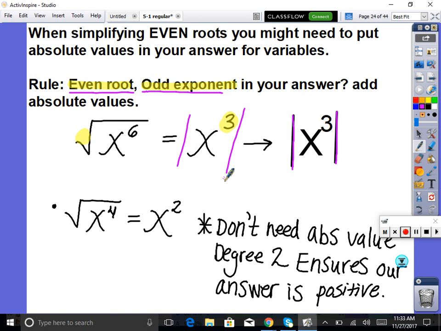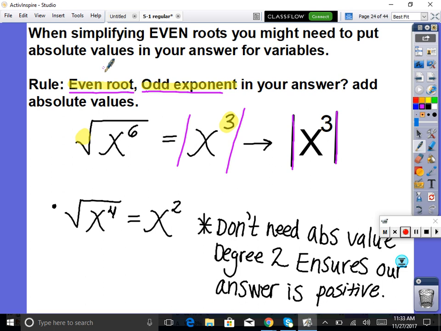So right here, look, even root, so square root of x to the fourth, it's simplified to be x squared. Do you see how that's not even root and odd? It's even, isn't it? We would not need absolute values, only in that exact order. Now here's why for anybody who can't comprehend why. So try to understand it.